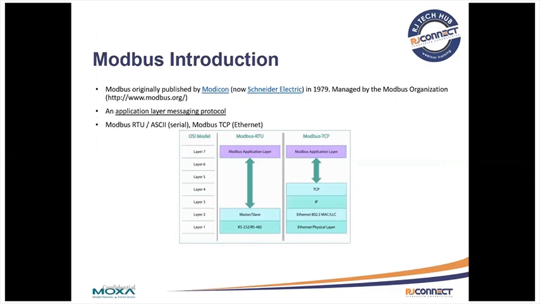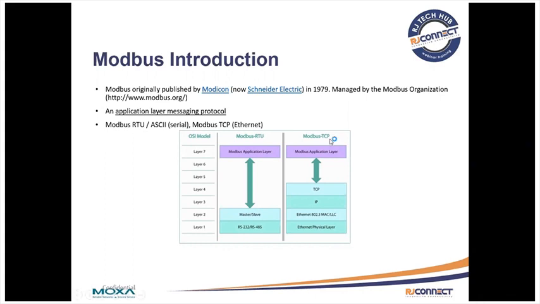So it's an application layer messaging protocol. What that means is that if we look at the Open Systems Interconnect model, we see that we've got our 7 layers. Now, an application layer means that it's a layer 7 protocol. So you'll see on the physical layer, we've got either RS-232 or RS-485, which is typical for serial communications. And then on the Modbus TCP side, we see that it's a physical Ethernet layer.